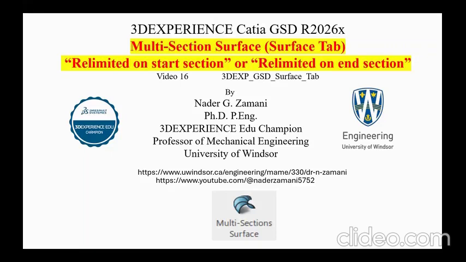This is video number 16 in the support of the 3D Experience CATIA generative shape design application. We are still dealing with the multi-section surfaces and a particular option on it, which is called Relimited on start section or Relimited on end section.